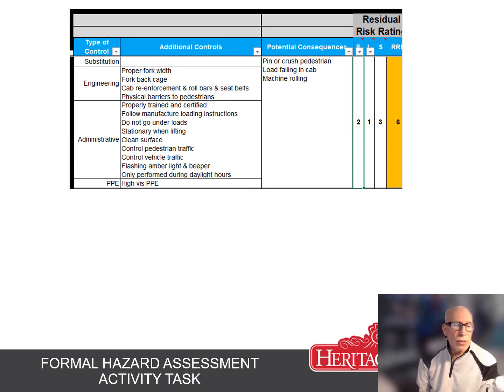Therefore, our frequency minimizes to 2, and our likelihood drops to 1. Our severity stays at 3, because regardless of what happens, there still is the worst case scenario. But we're down to a 6 now, which is manageable. Then we can move on.